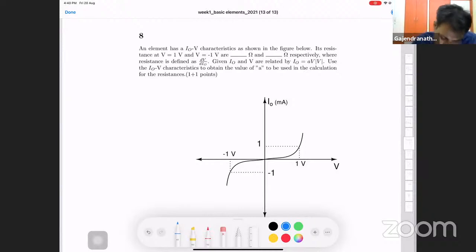Now, the curve for this is basically a non-linear resistor. So a resistor is there, it need not be linear. V equal to IR is only for a linear resistor. For a non-linear resistor, it can have characteristics like this. Okay.